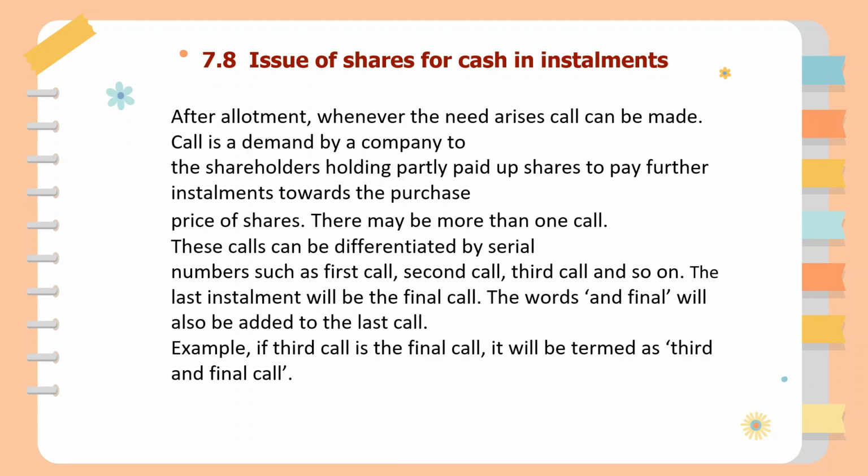There may be more than one call. The calls will be differentiated by serial numbers such as first call, second call, third and so on. But the last installment will be the final call. So the word final will also be added to the last call. For example, if the third call is the final call, then it will be termed as third and final call. Suppose the first call is the final call, first and final call will be written there.